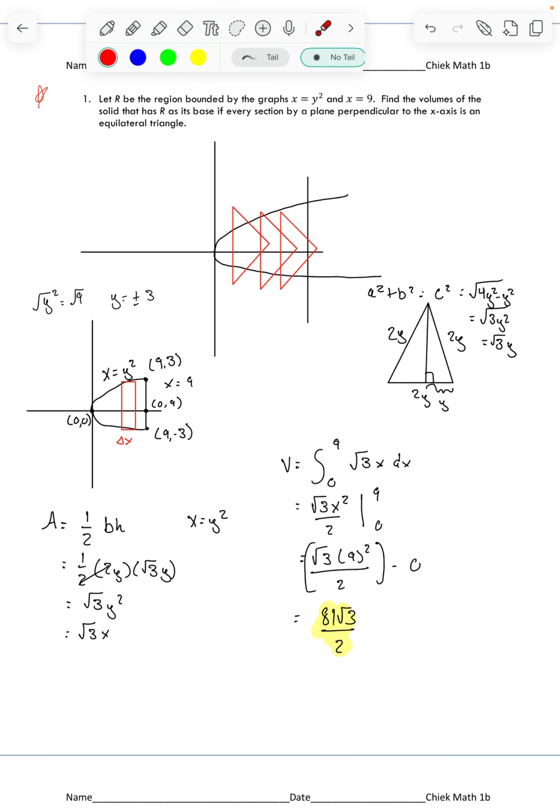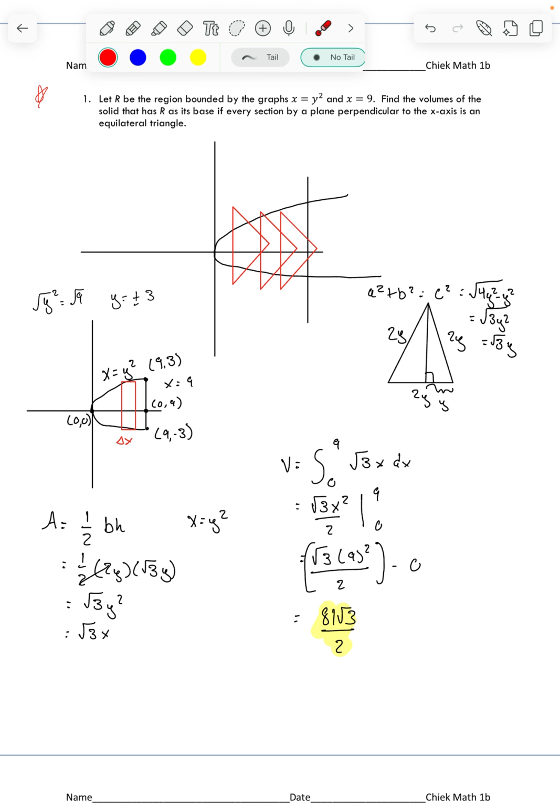But since I want it in x terms, I have to find the relationship between x and y. So we know that this was given to us right here, which I wrote down here, x equals y squared. So I changed this to just square root of 3 times x.